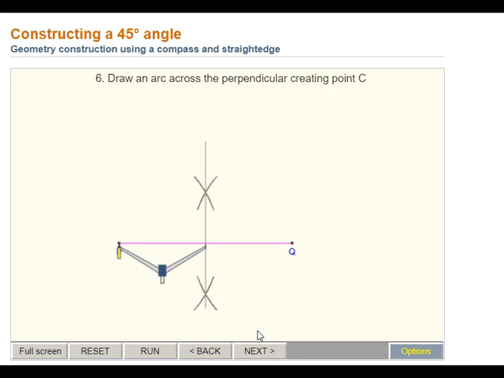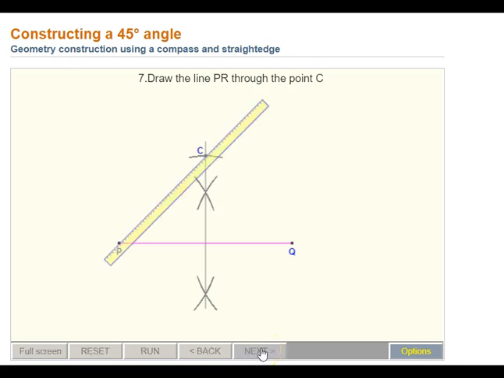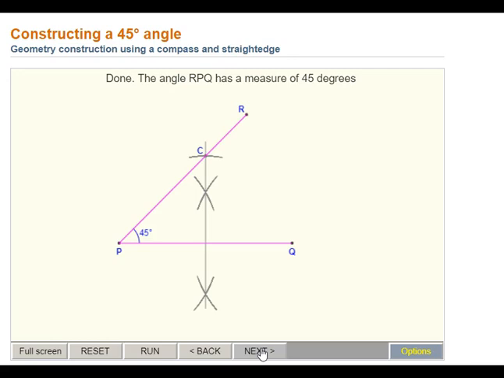Draw an arc across the perpendicular creating point C. So now with this width, swing up and draw an arc over the perpendicular line and name it point C. Now draw a line PR through the point C. The angle RPQ will measure 45 degrees. Go ahead and check that with your compass.